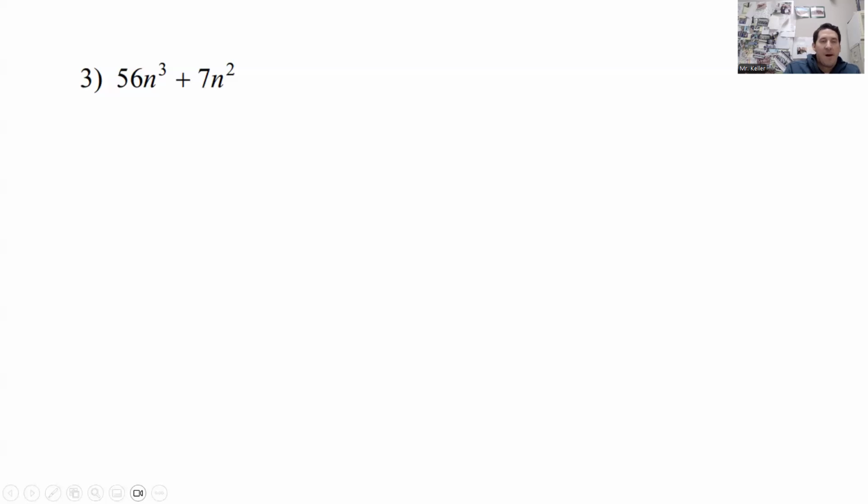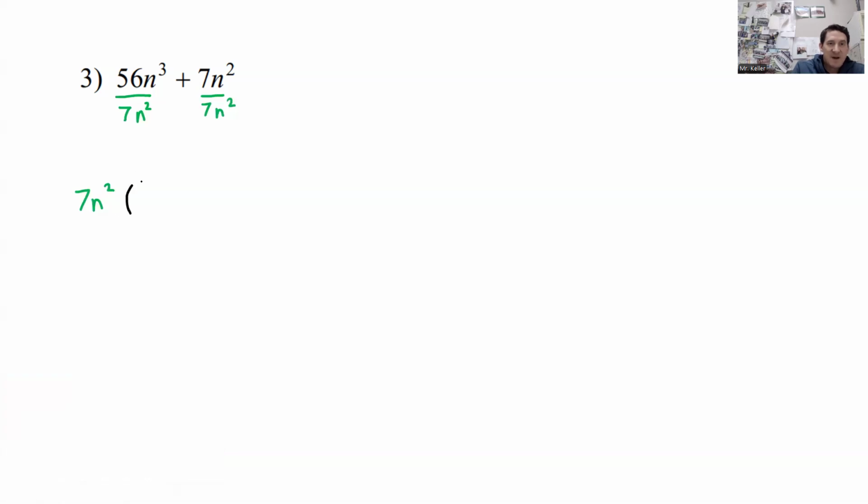Here, same thing, greatest common factor. With the numbers, what you want to think about is what's the largest number that divides both 56 and 7 evenly. We can divide 56 and 7 both by 7. Then how many n's do they have in common? This says n to the third, n squared. They have at least an n squared in common. So we're going to factor out an n squared and divide both of those. Outside the parentheses is going to be 7n squared.